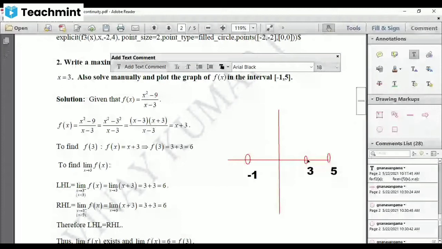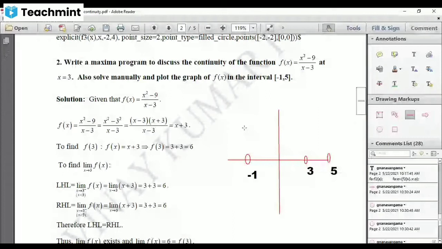When x equal to 3, you'll get 3 plus 3, which is 6. So your f of x from left side is coming to 6. If you apply the limit, 3 plus 3 will be equal to 6. So your left hand limit is coming to 6. You'll get a straight line like this. Fine, we got left hand limit.